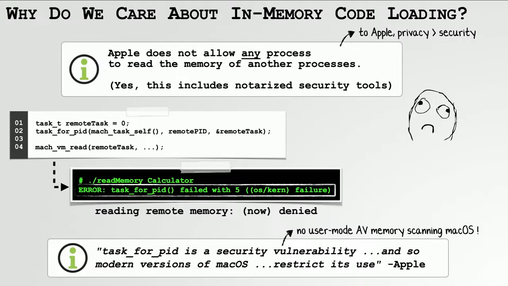Process A cannot read the memory of process B. Previously, on older versions of macOS, you could do that. Here's some example code. You would basically get a task port to a remote process, and then you could read its memory, for example, to scan it for malware.